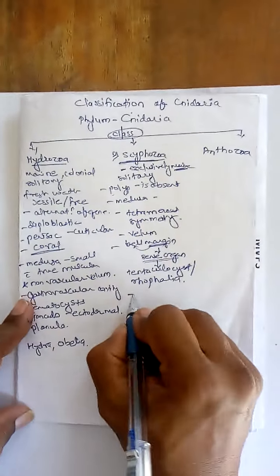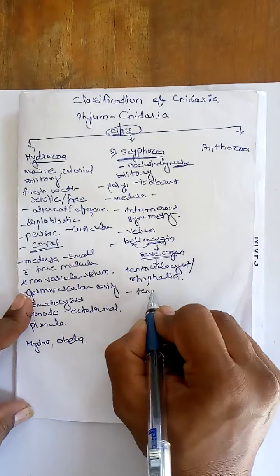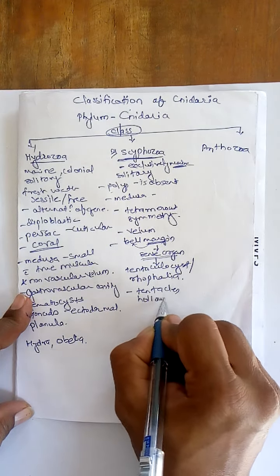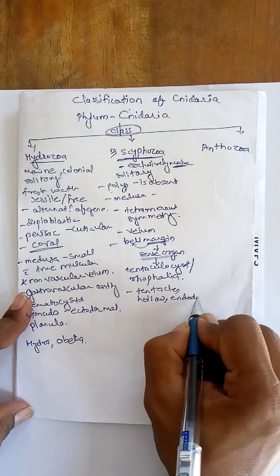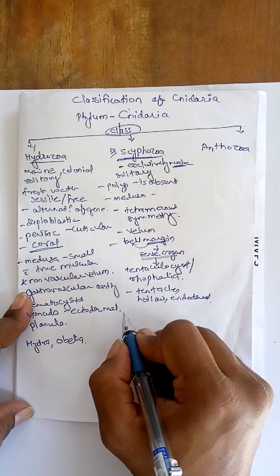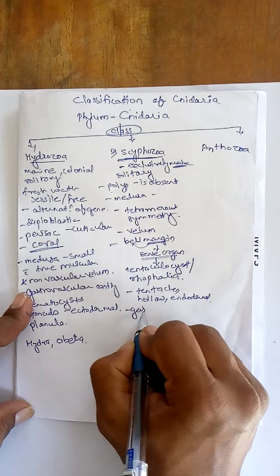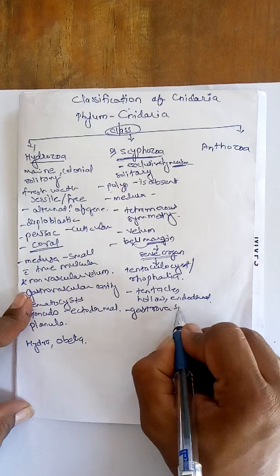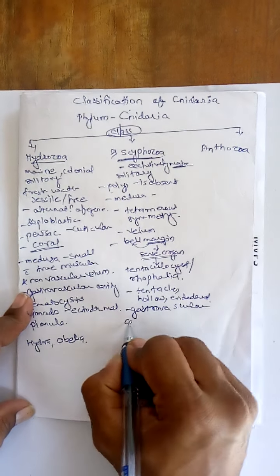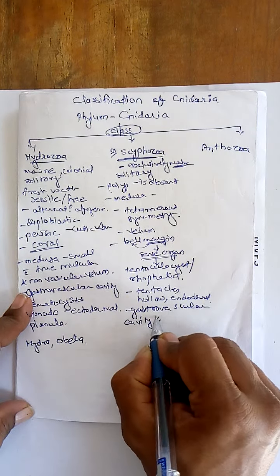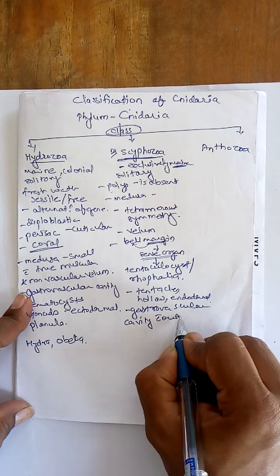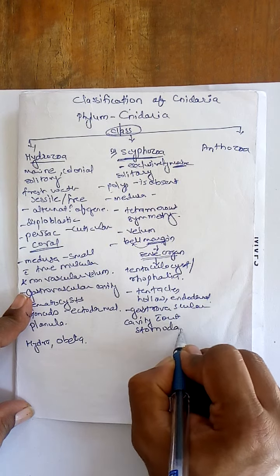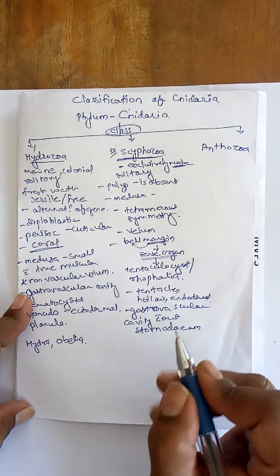Then the tentacles are there, which are hollow and endodermal in origin. Then the gastrovascular cavity is without a stomodeum, meaning the partition is absent here also. So the stomodeum is not there.